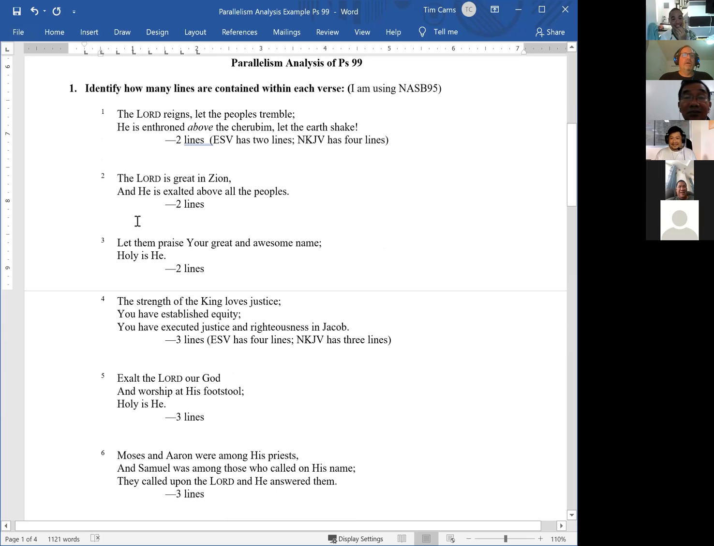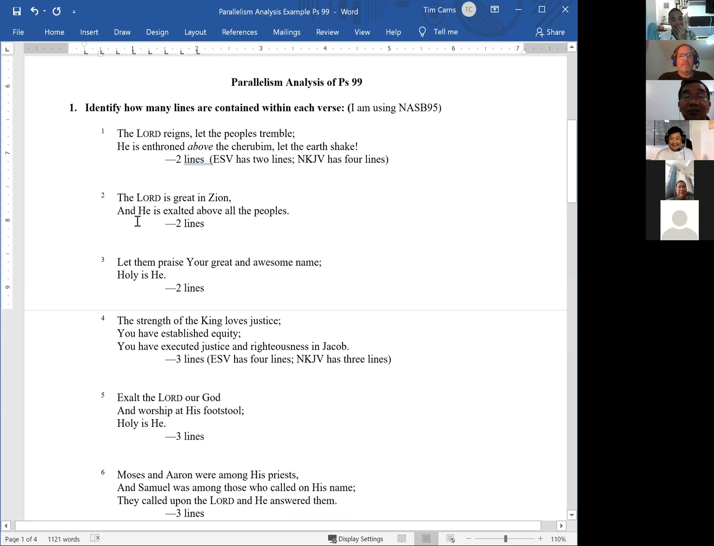All right, so in step 1 here, and again, I noted I'm using the NAS, the New American Standard, and I just note the New American Standard shows 2 lines in each of the first 3 verses. This is how it's given in the translation, and so it's showing us how many lines.